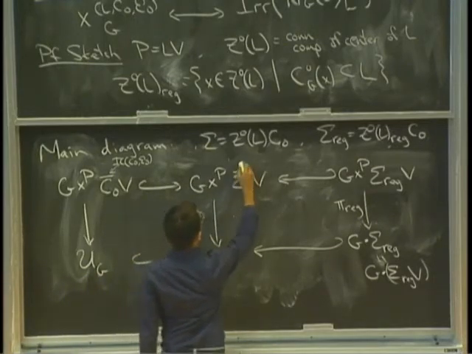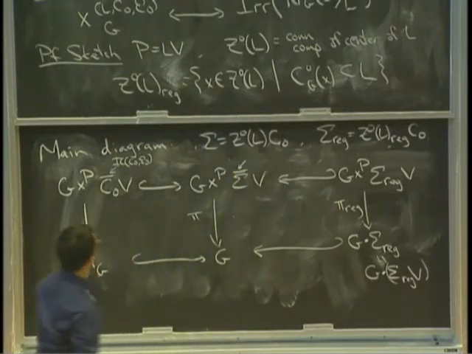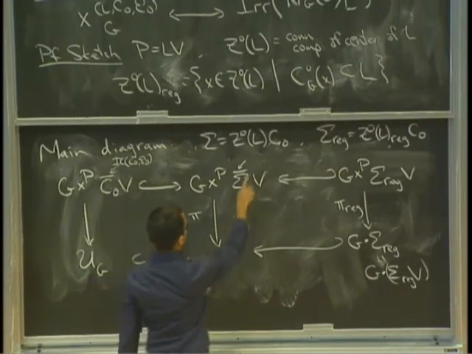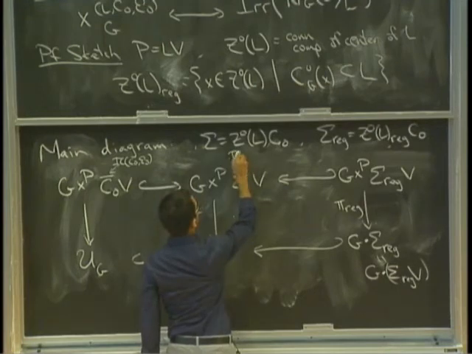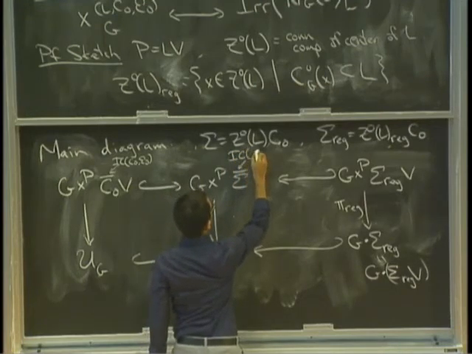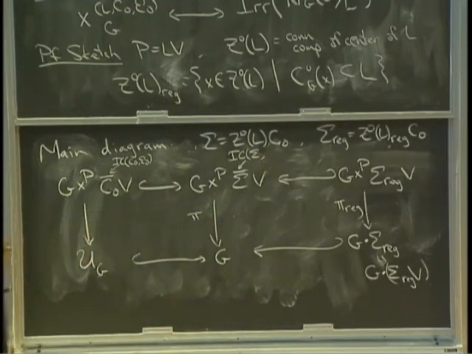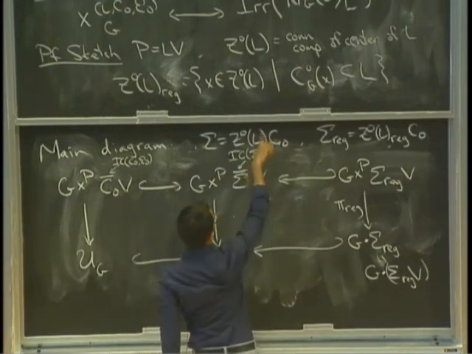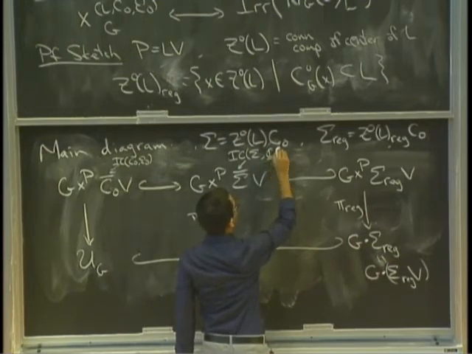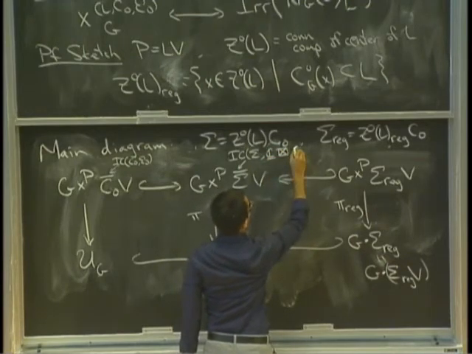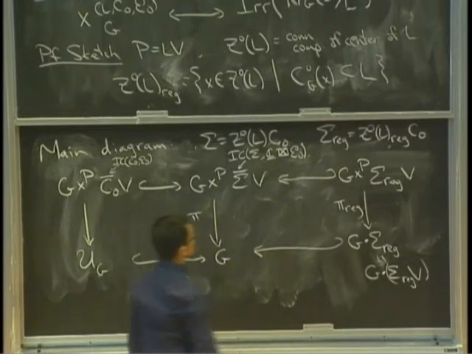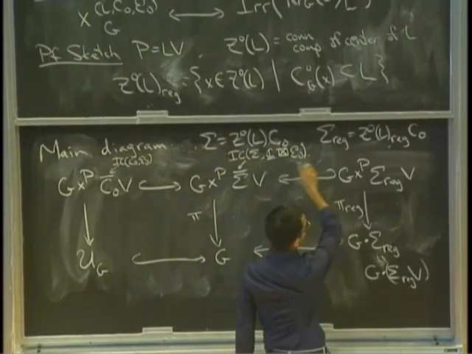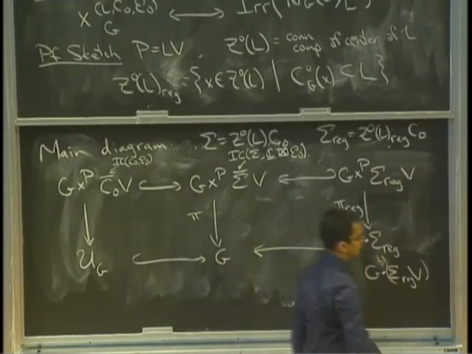But now what I want to do is enlarge this to something that lives on sigma bar instead. And the enlarged thing is just, well, I'm going to take my local system on C naught and then just the constant sheaf on this center part. So constant sheaf tensor E naught. And what I want to do over here is restrict this local system to this regular part and push it forward.